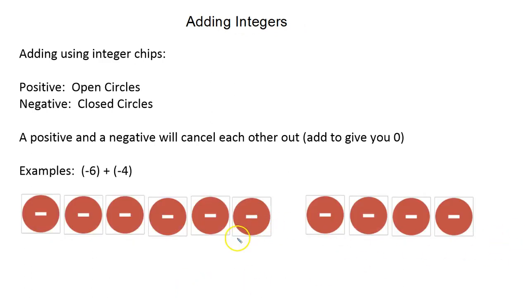In the next example, we have two negative numbers. Again, if you're using your notebook, you're going to want to draw these so that you have closed circles. So you could do that just by doing these little closed circles right here. So I have 6 of those, and then I'm adding 4 more. Since the signs are all the same, we're going to keep that sign and just add the two numbers. And I have -10. If I counted my integer chips, you would see that I have 10 and they're all negative.